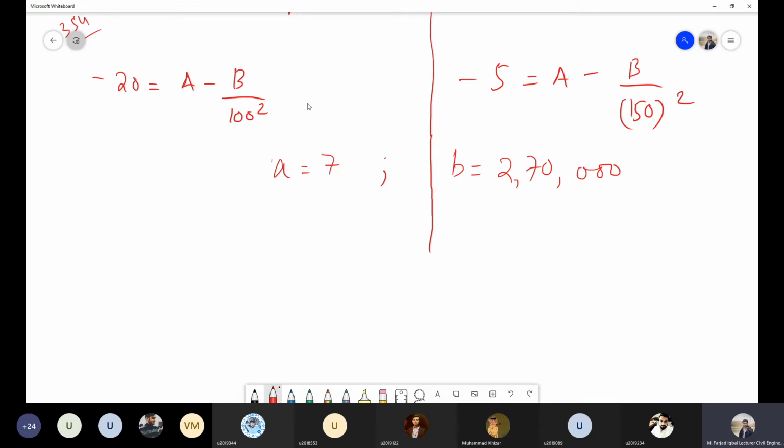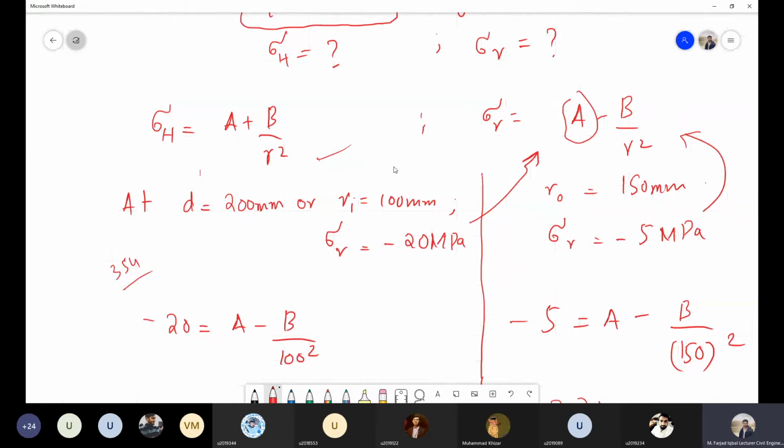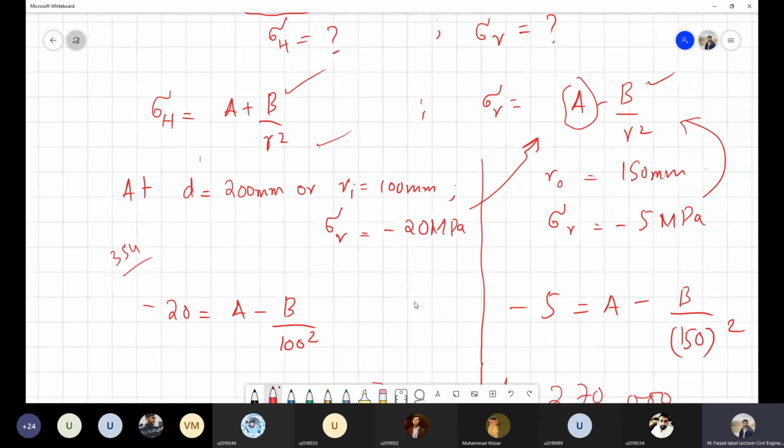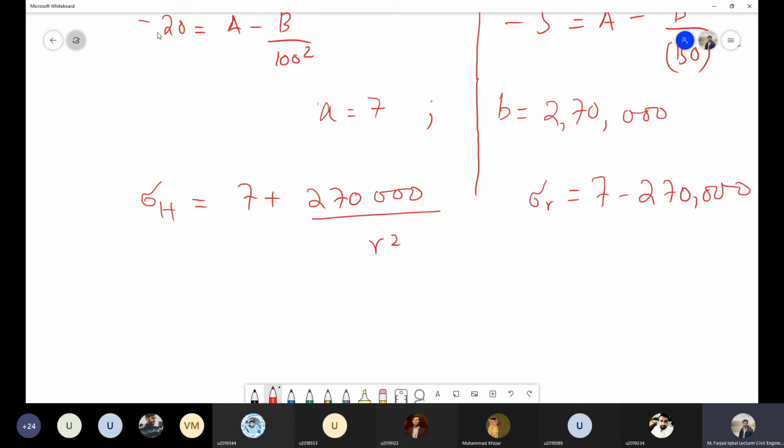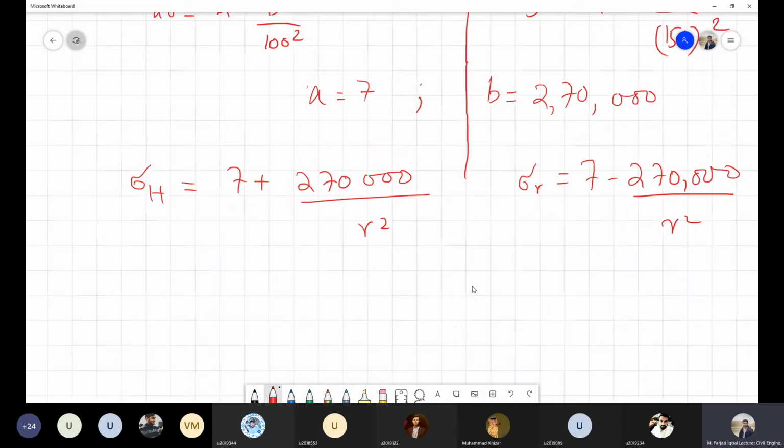So these are the two constants from our original equations. Now, if I substitute these constants back, I will have two separate equations for the calculation of hoop stresses and for the radial stresses. The hoop stress is 7 plus 270123 divided by r square, and for the radial stress my equation will be 7 minus 270123 divided by r square. So these are my two stresses.